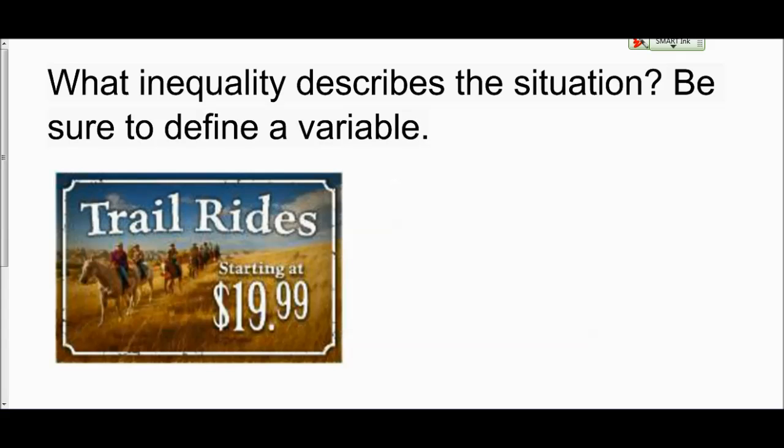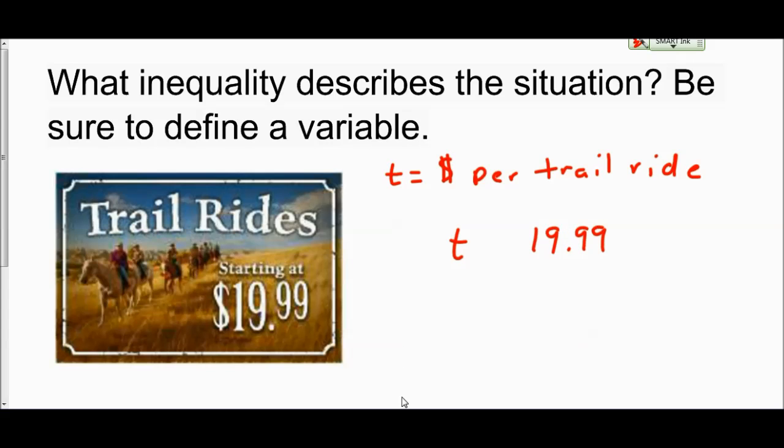Okay, so since I'm talking about a trail ride, I'm going to define T. T is the amount we pay, money per trail ride or something like that, how much we're going to pay for each trail ride. So I want to write an inequality that fits this situation. Well, let's see. I know T is going to be involved somewhere, and I know that $19.99 is going to be involved there too. So the question is, what is the inequality sign going to be?